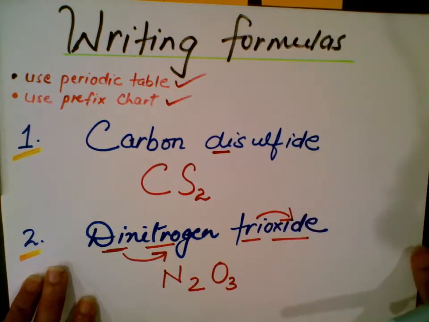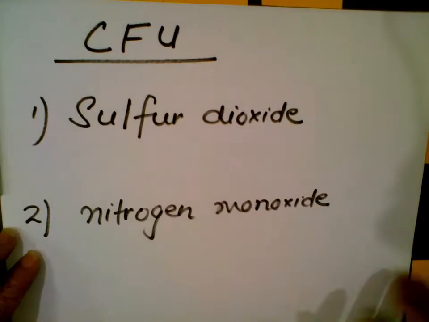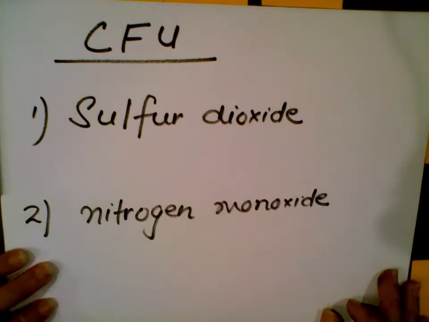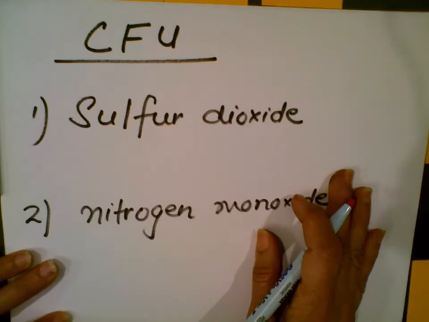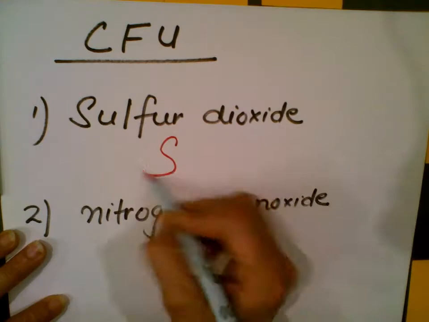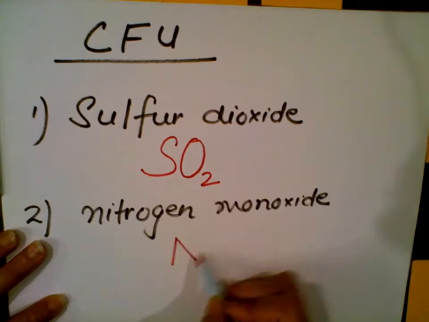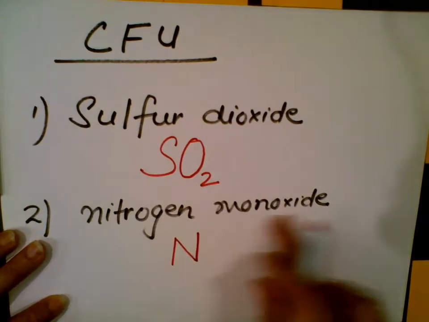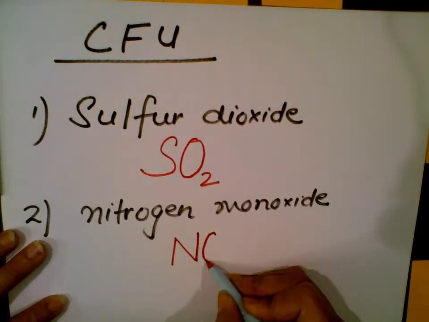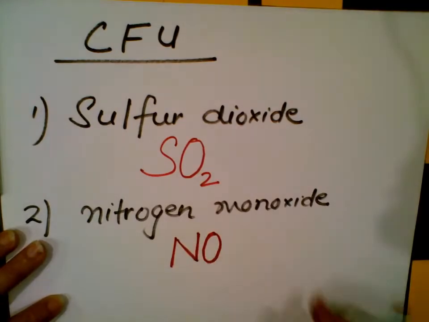Guys, overall, in general too, the naming and writing formulas of covalent compounds is much easier compared to ionic compounds. So try this one. Your turn. Pause the video. You're going to use the periodic table and you're going to use the prefix chart. Sulfur dioxide. Nitrogen. We do not use mono for the first element, but for the second, yes, we do use mono. This is nitrogen monoxide. Okay.